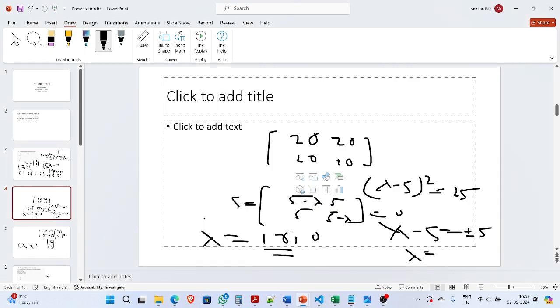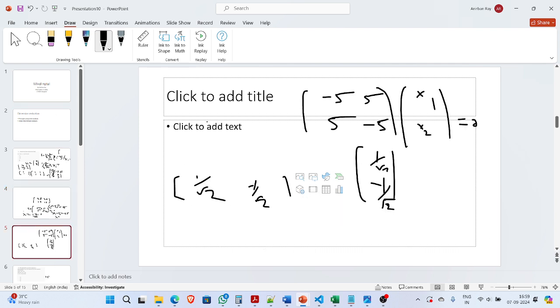So this is our scatter matrix, and we are solving this eigenvalue problem, in which we get this, plus minus 5. 5 is added, so that becomes 10. Minus 5 is there. No problem still. So 10 and 0 are the eigenvalues.